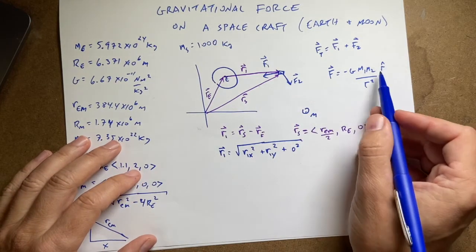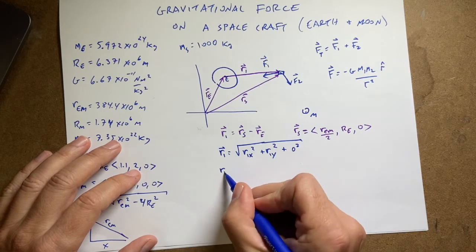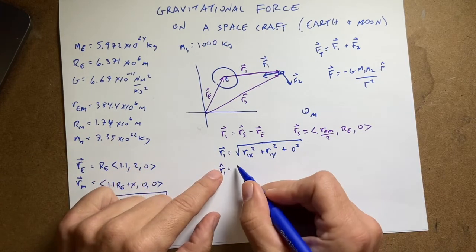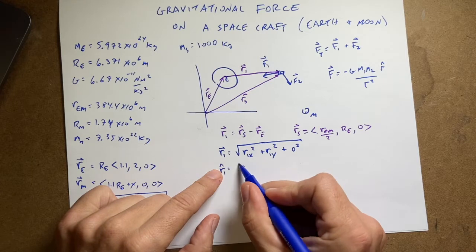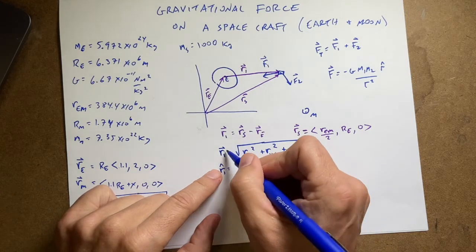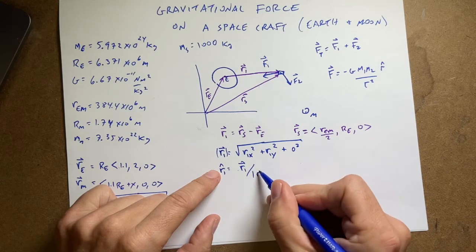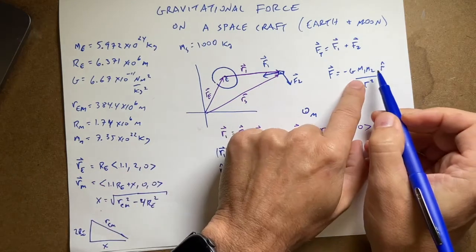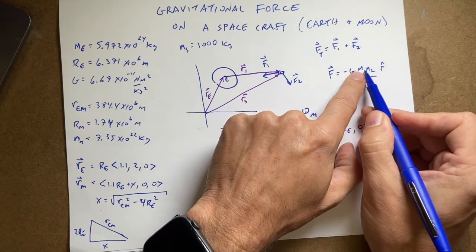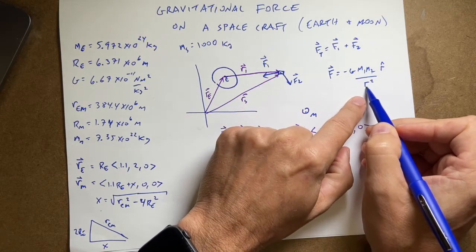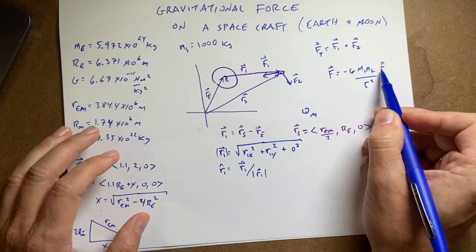Now I'm also going to need this unit vector, r1 hat. r1 hat is going to be equal to r1, the vector I just found, divided by its magnitude. And why do I need that? Because G is a scalar, m is a scalar, magnitude squared is a scalar. I need that to make it a vector again.